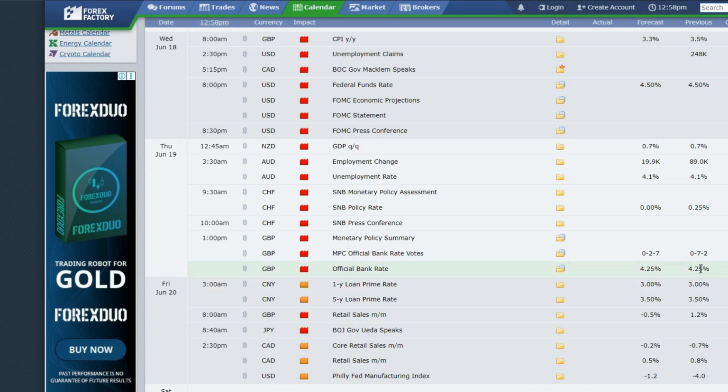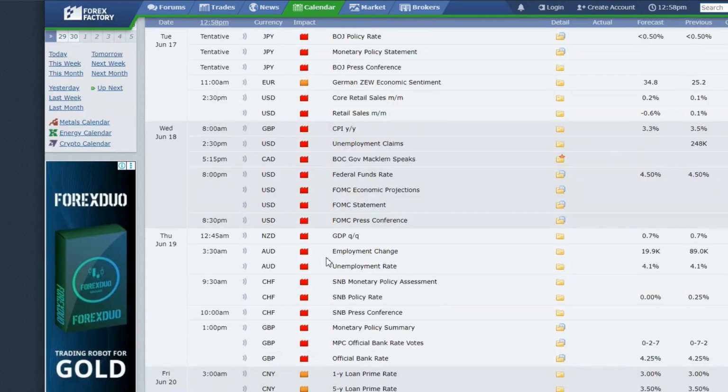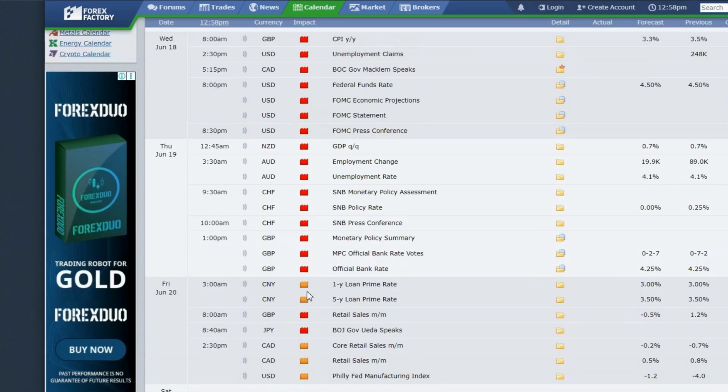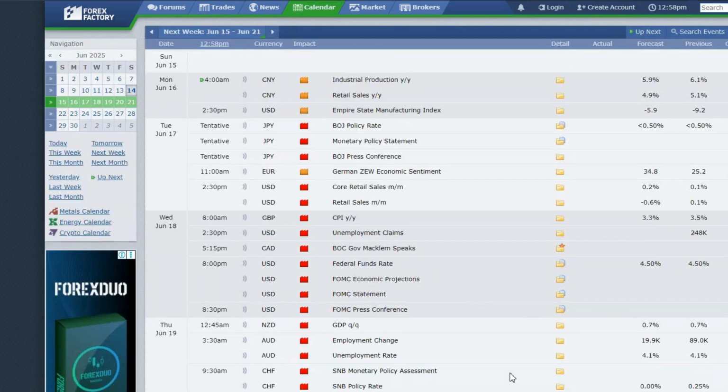The Bank of England too is planning on holding their interest rates next week. We have four interest rate reports: the Swiss franc, Bank of Japan, Bank of England, and the FOMC. That's all we have next week that is very, very important. And then on Friday we just have the retail sales from Great Britain. That's all for next week, so be expecting a lot of volatility in the markets. So let's go to the individual currency.